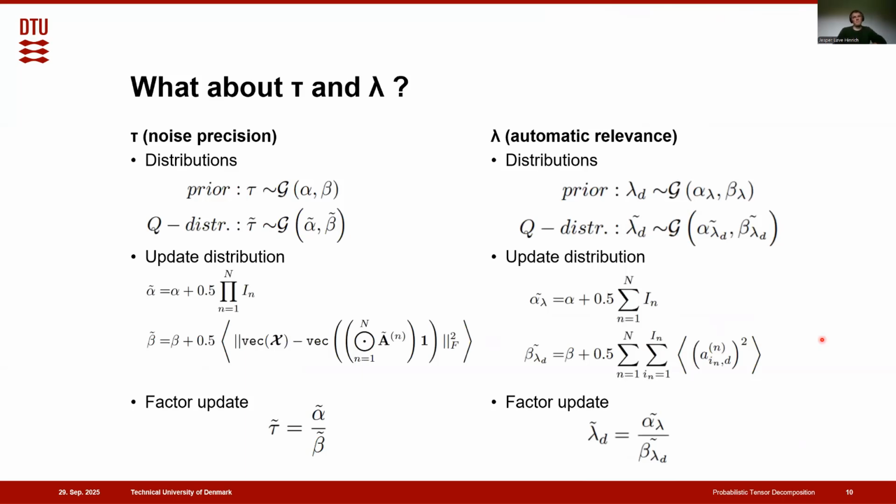Then you might ask, what about tau and lambda? And this also looks a little bit complex, but tau, you can either fix it beforehand, and that's if you have a good estimate for what the noise should be.